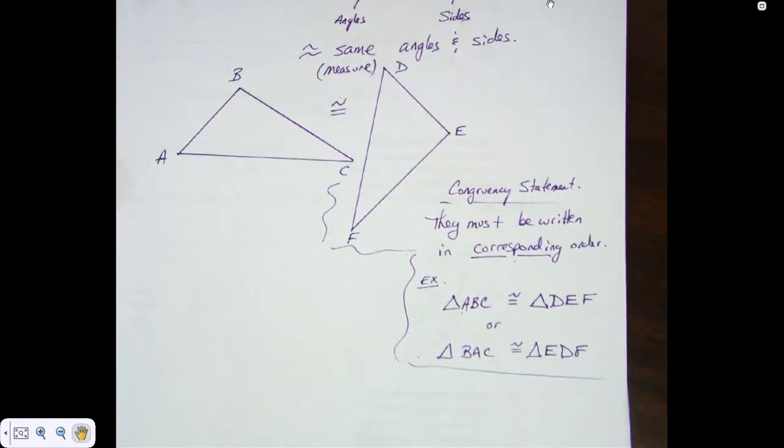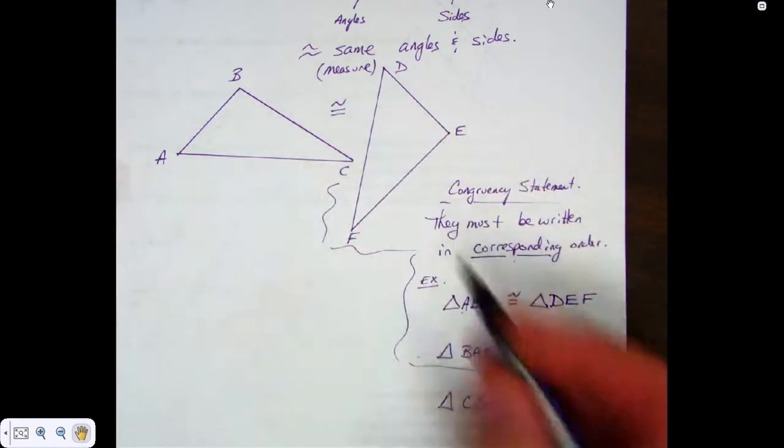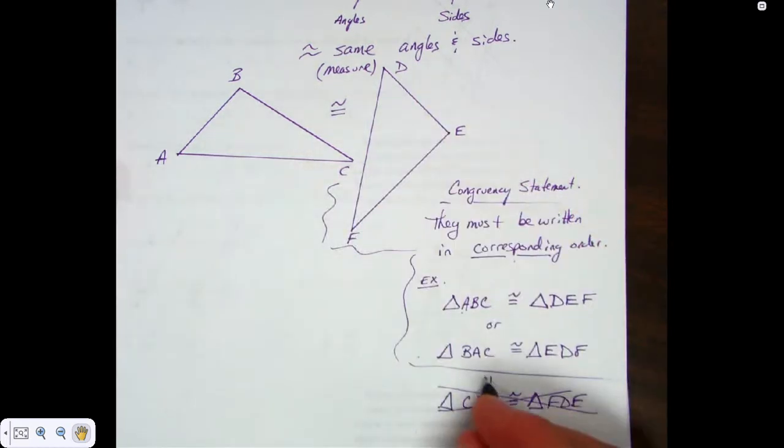What would be an incorrect one? Let's see, if I said triangle CBA is congruent to triangle, well, I could say FDE. Is that correct? Don't write it down, just look up here. Does C correspond to F? Does B correspond to D? No. That's incorrect.